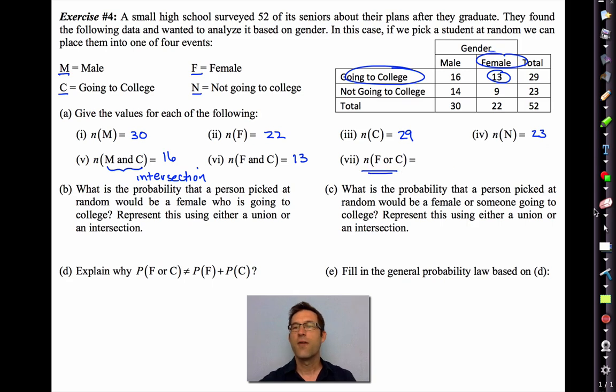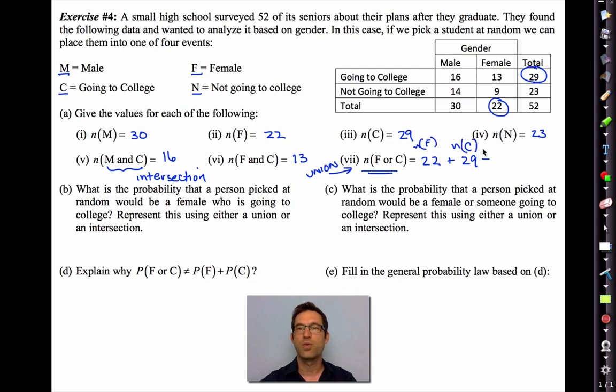Now here comes the tricky one. Female or going to college. Well, the total number of females is 22, right? So that's the number of females. The total number of people going to college is 29. But that would not be the number of people that fall in this union, right? What we're doing is we're looking at the union here of two events. The event that we've picked a female, or the event that we've picked somebody going to college. But we've overcounted, right? Because what we need to do is subtract, right? Number of females, number going to college. We need to subtract all those that we overcounted. And those are female and going to college. So we have to subtract off that 13. So when we do that, 22 plus 29 minus 13, we get 38 that are in that union. Okay?